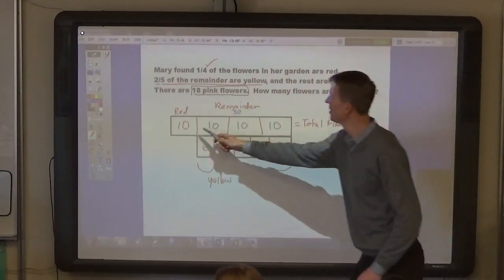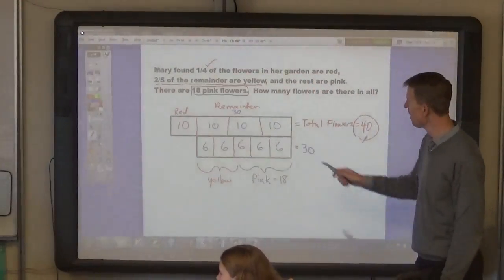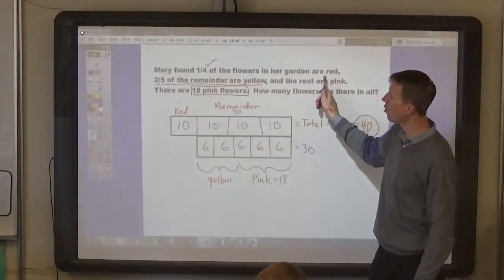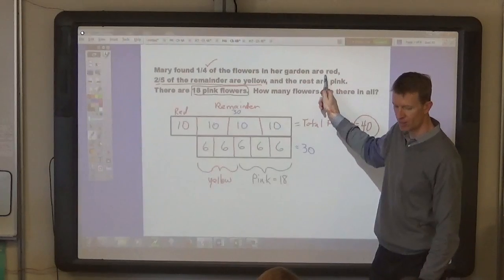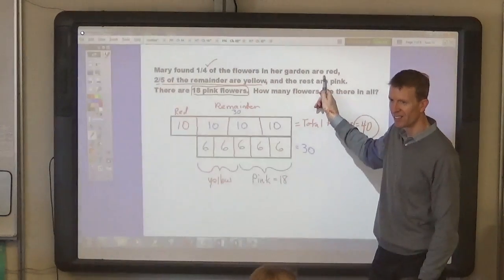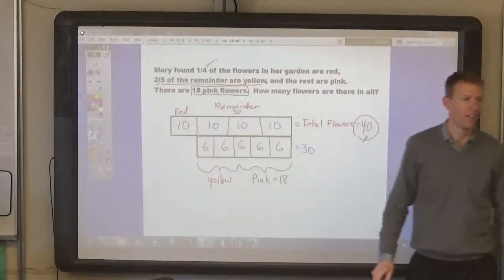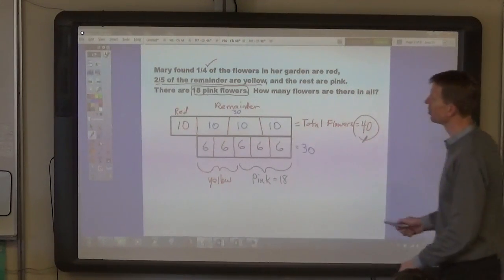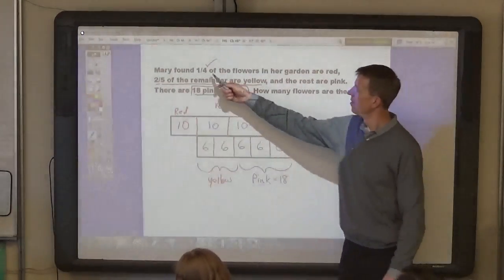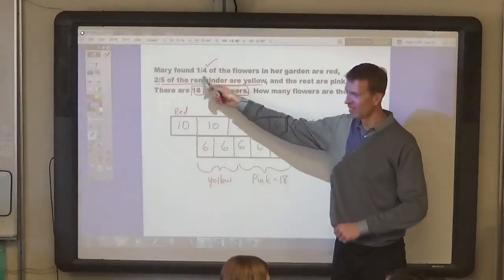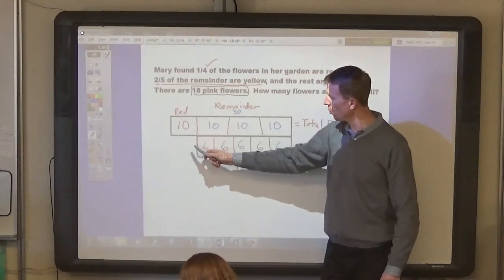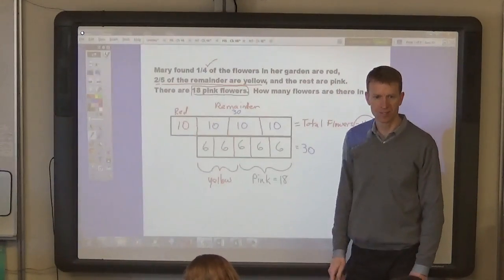Yeah, 10 plus 10 plus 10 plus 10. Remember I said this equals the total number because 1/4 of the total are red. Okay? So this is a pretty complicated problem. But when you draw out the fractions, how do we know how many boxes to draw? Fourths. So we drew 4 boxes. And fifths. So we drew 5 boxes.